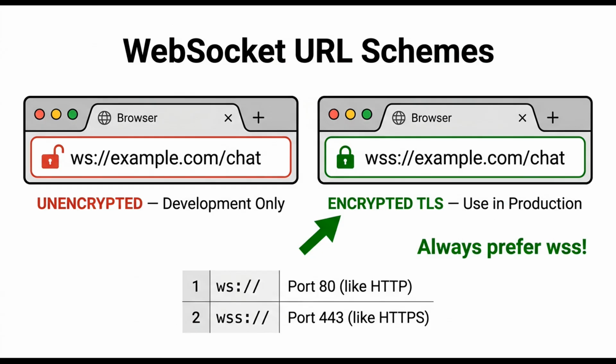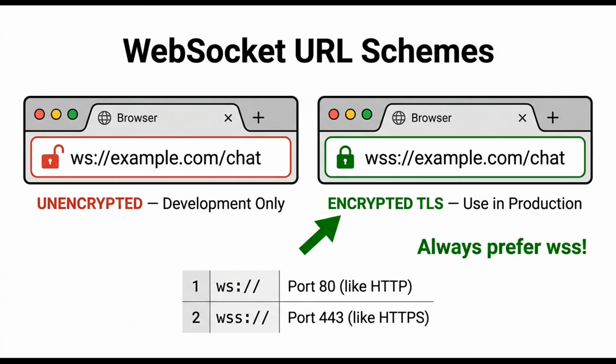Instead of HTTP or HTTPS, WebSocket uses WS for unencrypted connections and WSS for encrypted ones. So a WebSocket URL looks something like ws://example.com/chat, or the secure version, wss://example.com/chat. WSS is WebSocket Secure. It runs over TLS encryption, just like HTTPS.